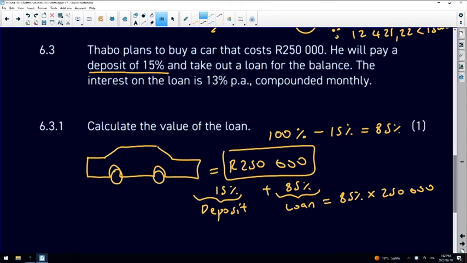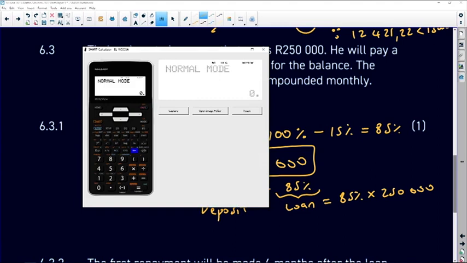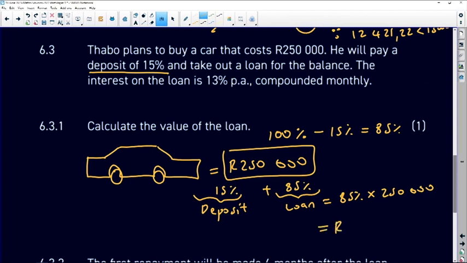And then 85% of the cost price, if you call your calculator and you say, okay, well, please assist me, 85% is 0.85. We multiply that with 250,000. What do you get when you multiply that with 250,000? I'm getting 212,500. Right, so the loan is going to be exactly 212,500. Okay, cool. That's how much he's going to borrow. That's a lot of money.